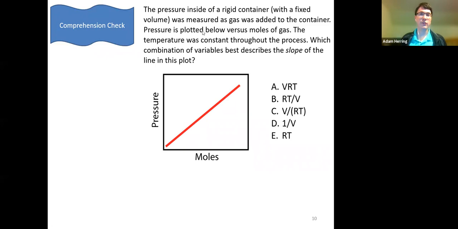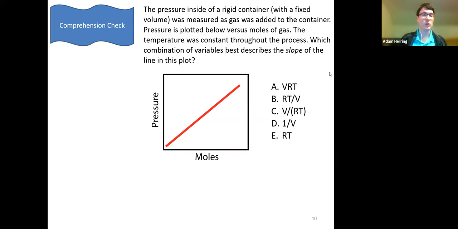So let's see if you've understood these relationships. Let's say that we have a gas inside a rigid container, and therefore the volume is fixed. We measure the pressure as gas is added to the container. And so then we plot the pressure as a function of the moles of the gas, temperature being held constant. We want to know what variables best describe the slope of this line in the plot. Pause the video and try and determine this on your own, and then come back and we'll talk about it.